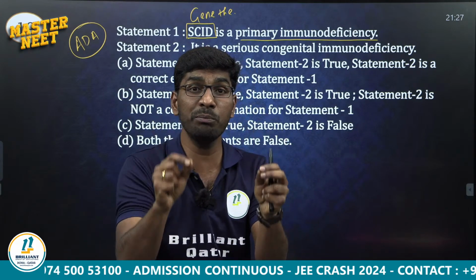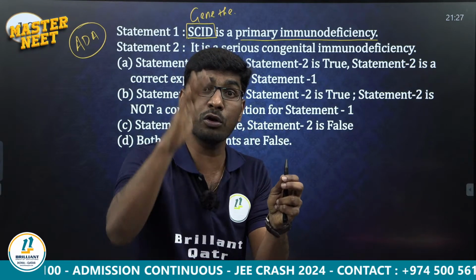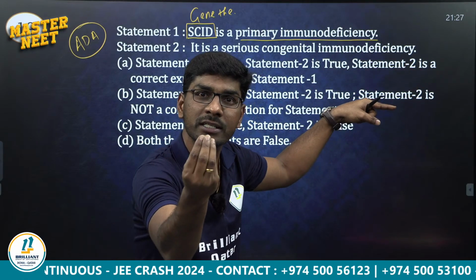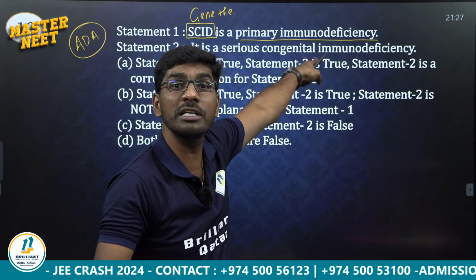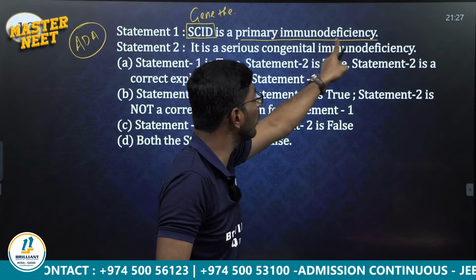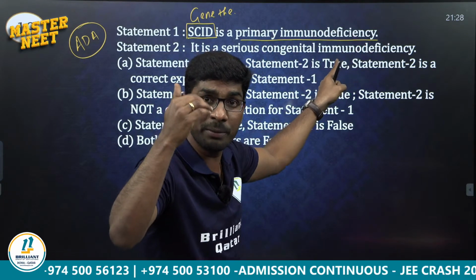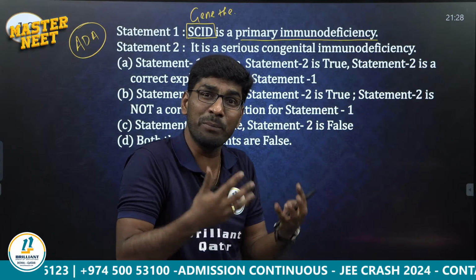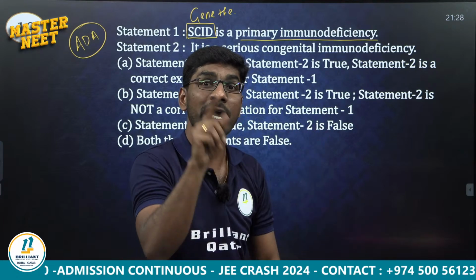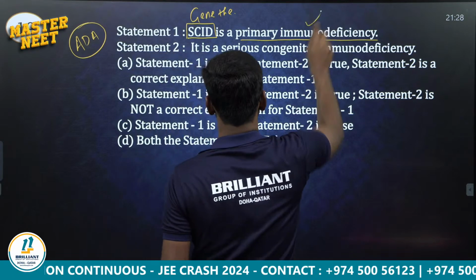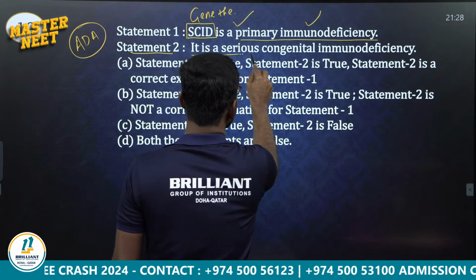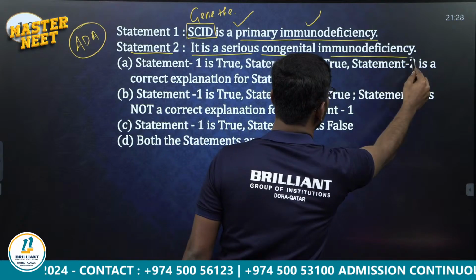But if our immune system is low or non-functional from day one, from birth, with gene defect, that is primary. Example is SCID. SCID is a primary immunodeficiency, because the baby is born with the disease due to the lack of a gene or a genetic problem. So example is what, tell me? SCID. And statement 2, this statement is correct, beta. It is a serious congenital immunodeficiency.